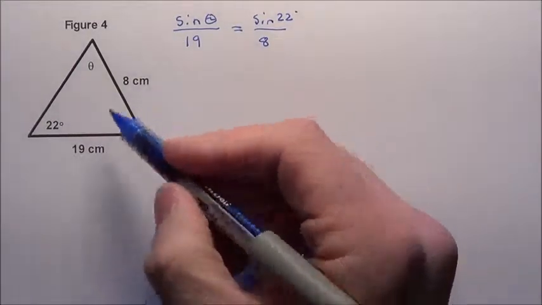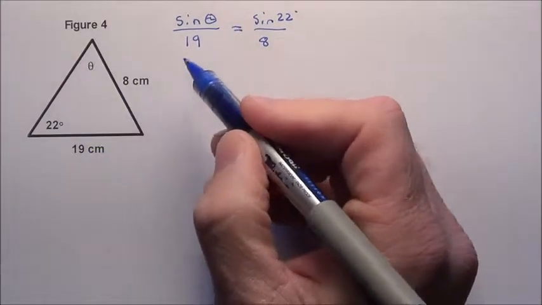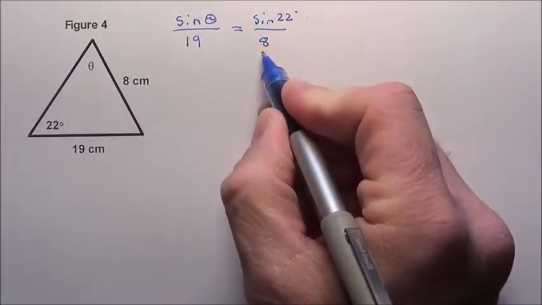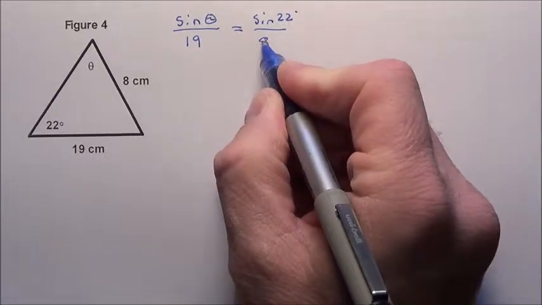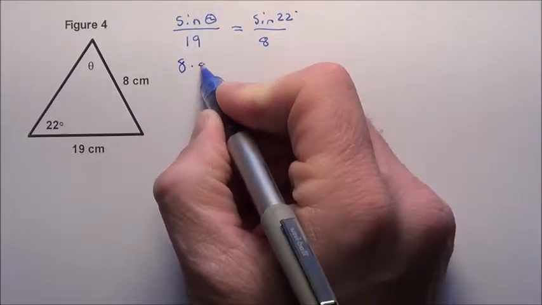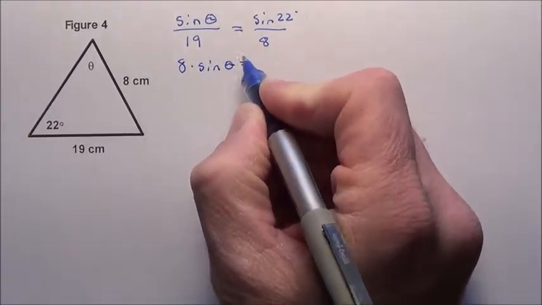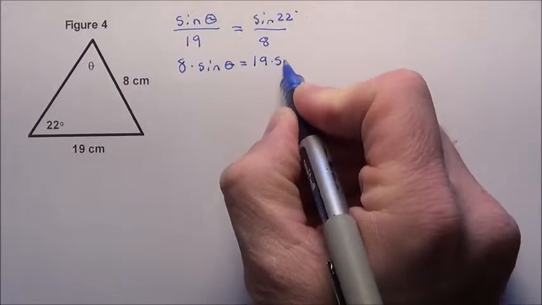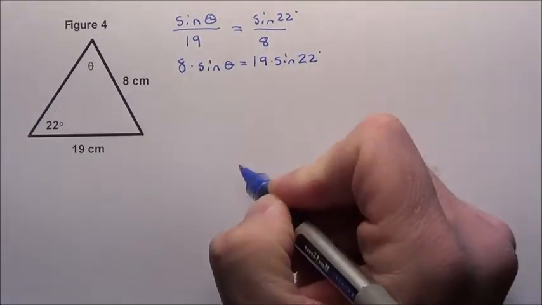You can't flip it. Some people say, I'll do 19 over the sine of theta equals 8 over the sine of 22. Doesn't matter, because once we cross multiply, we're going to get the same thing. When we do this, the means extremes property, 8 times the sine of theta will equal these multiplied, 19 times the sine of 22 degrees.